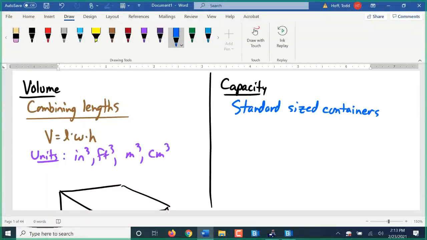Both capacity and volume measure how much something will hold, or how much space is in something. It's just how they go about it. Volume, like I said, comes from those lengths. Capacity comes from these standard sizes.